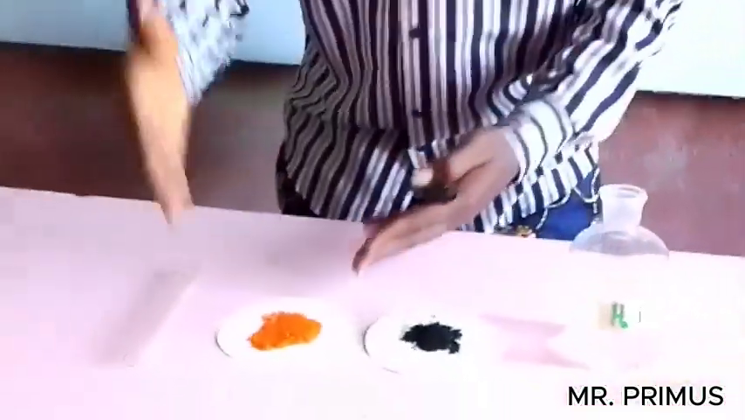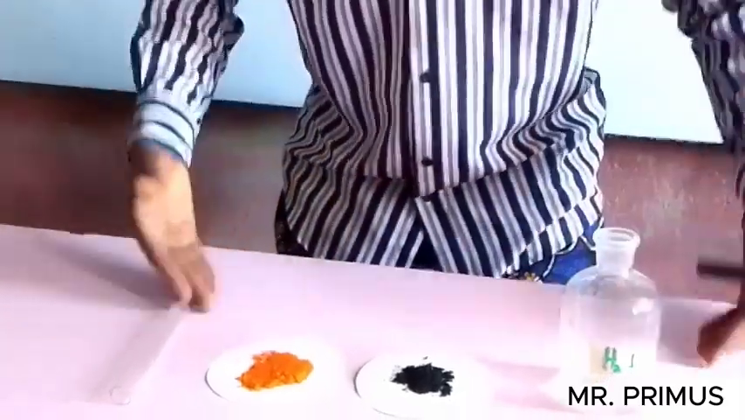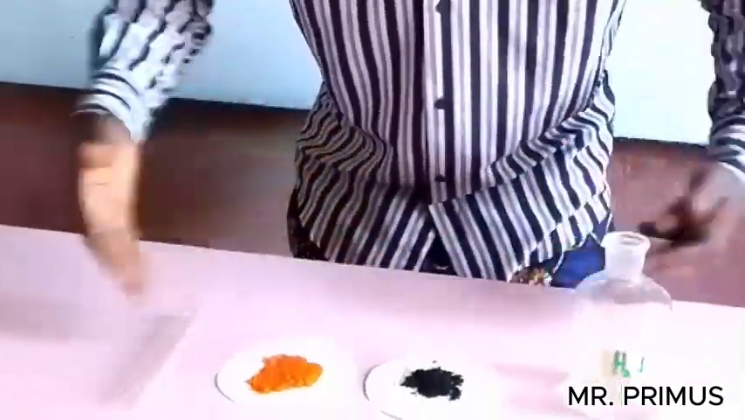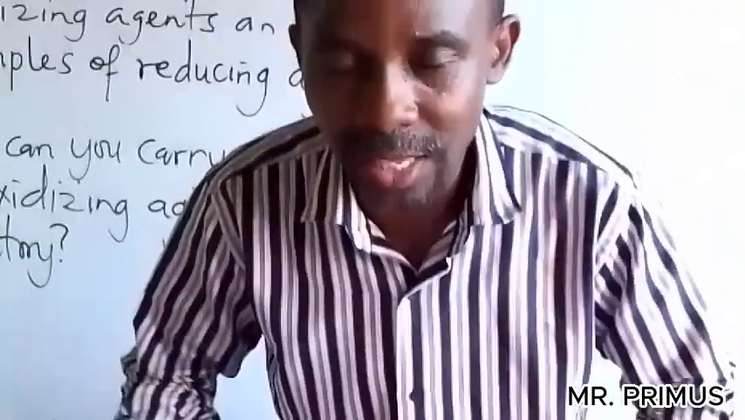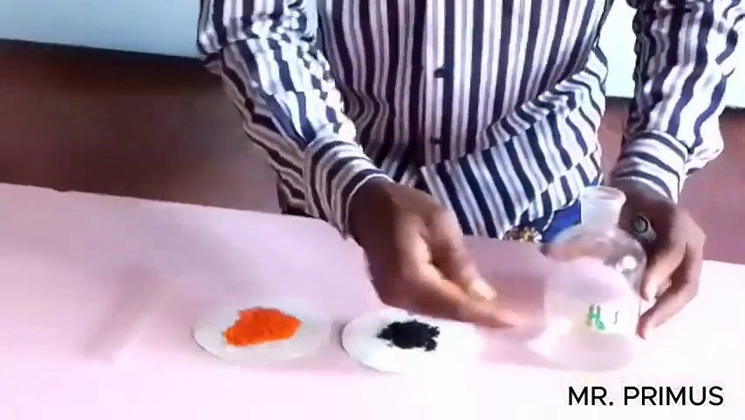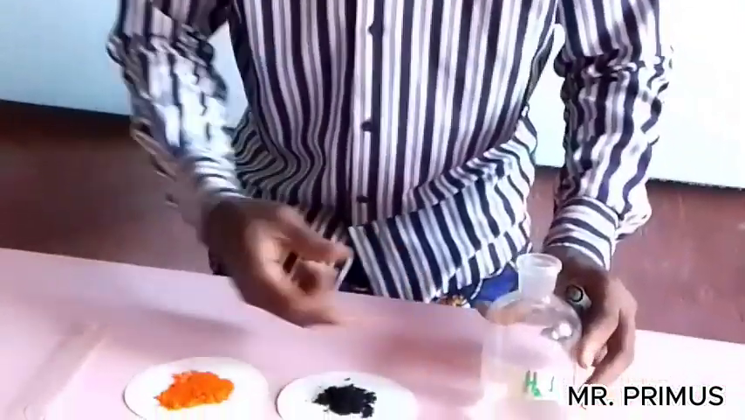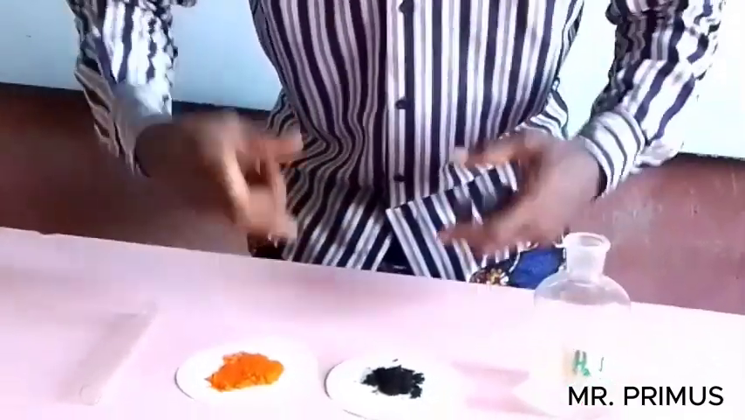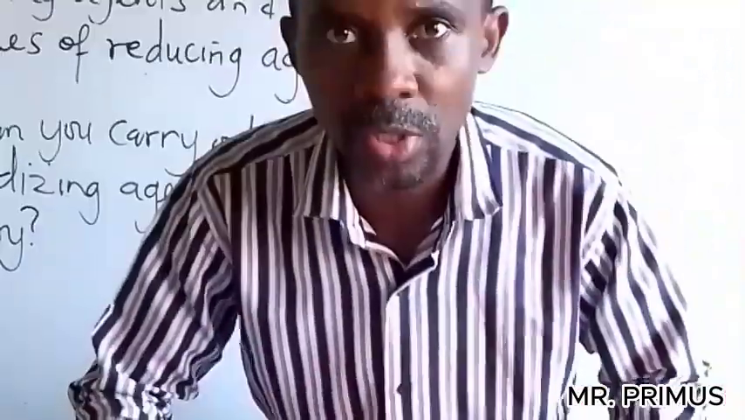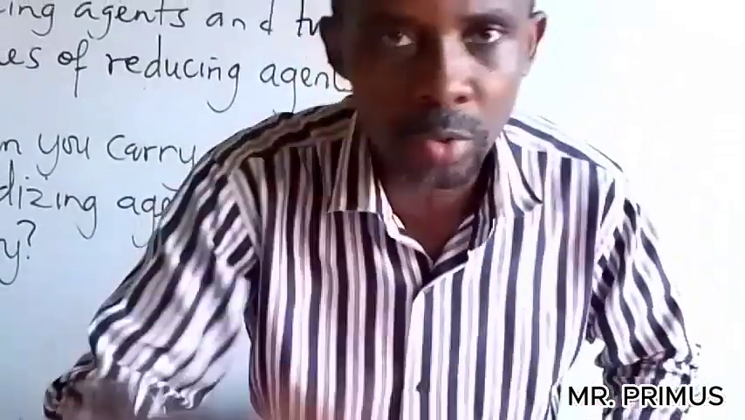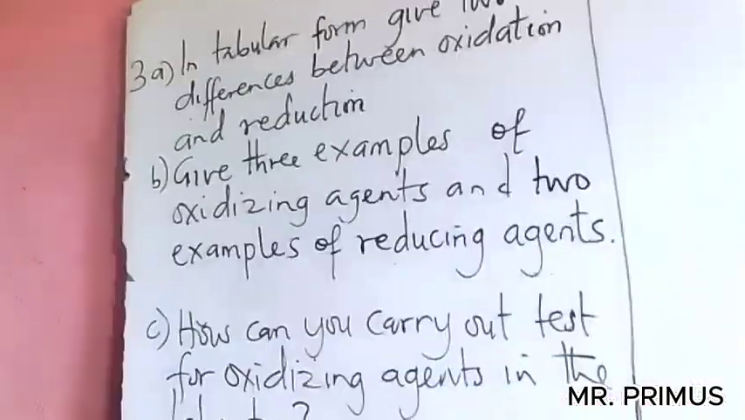Here we have 2 salts. These are salts, and these are oxidizing agents. I decided to bring these ones. Oxidizing agents. We acidify them with concentrated tetraoxosulphate(VI) acid. When these oxidizing agents come in contact with reducing agents, something happens to them, and I'm going to tell you that. Alright, let's concentrate now.